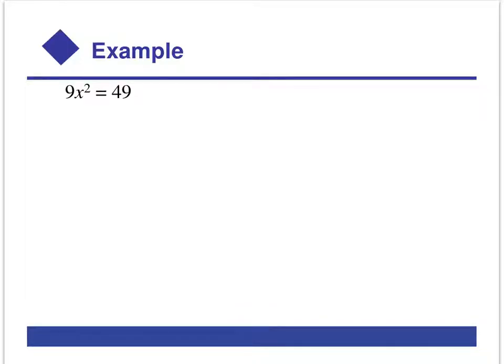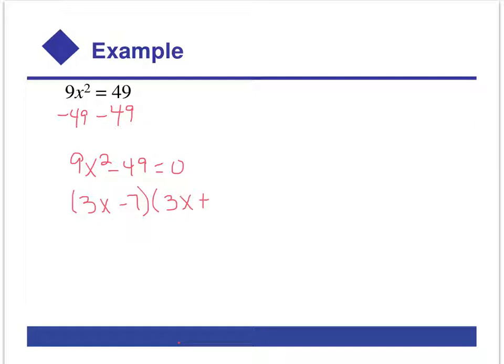Okay, again, remember we have to set it equal to 0. So we need to subtract 49 from both sides. So now we get 9x squared minus 49 equals 0. This is a binomial. First we're going to see if there's a GCF. There's not one, so now we're going to factor. So we're going to get 3x minus 7 and 3x plus 7 equals 0.